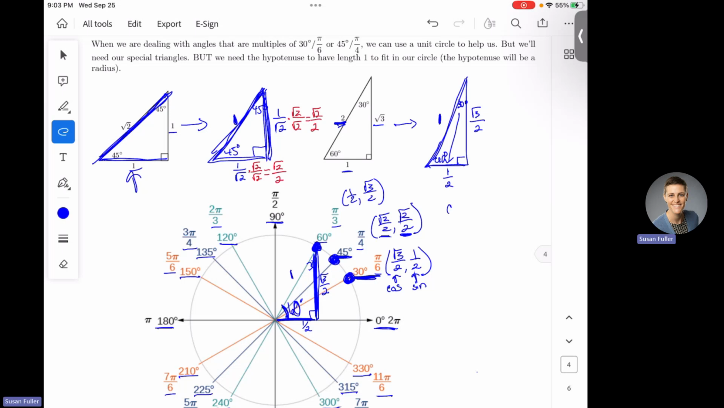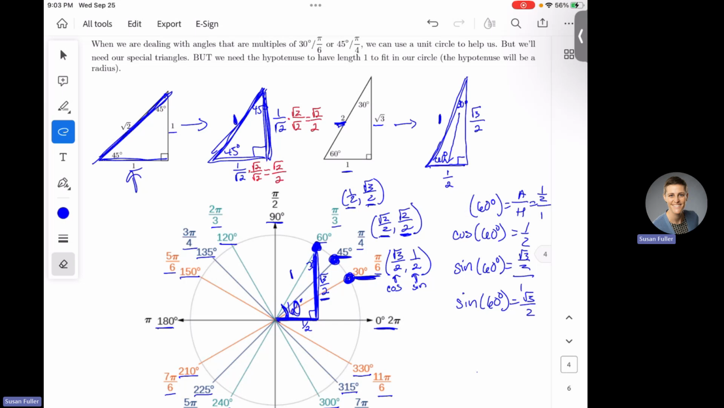And again, notice that the cosine of 60 degrees, adjacent over hypotenuse, the adjacent side is down here, your x, your 1/2, and your hypotenuse is 1. The cosine of 60 degrees is 1/2, which coincides with your x value. And the sine of 60 degrees would be opposite, which is root 3 over 2, over the hypotenuse of 1. The sine of 60 degrees is root 3 over 2, which coincides with the y value. So hopefully you're starting to see the pattern here.